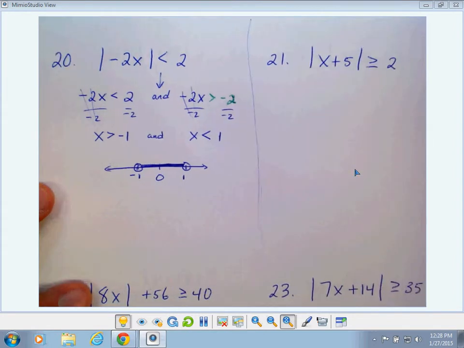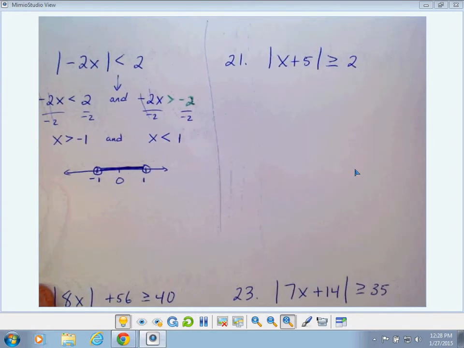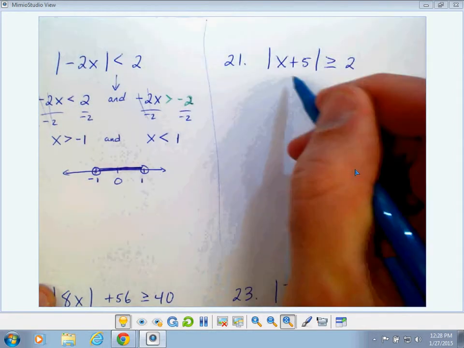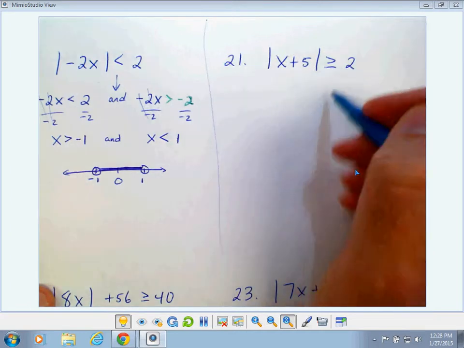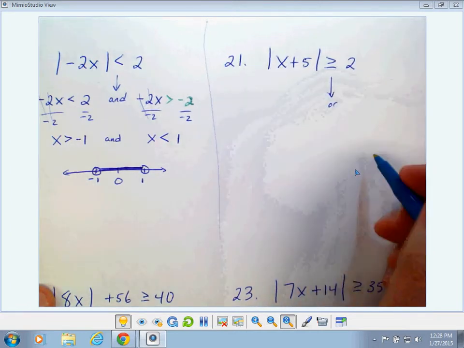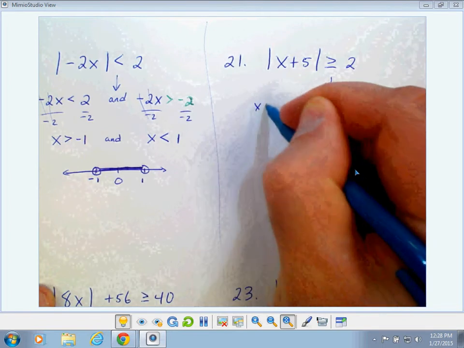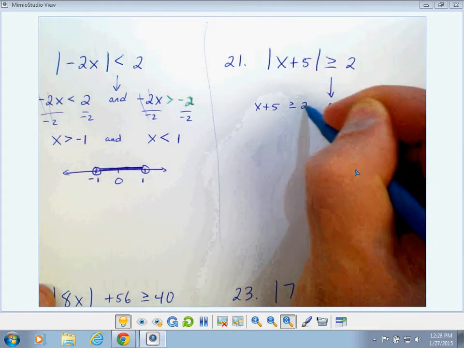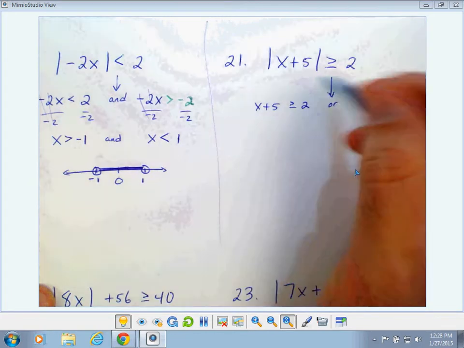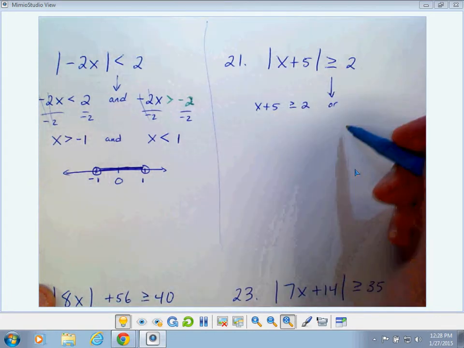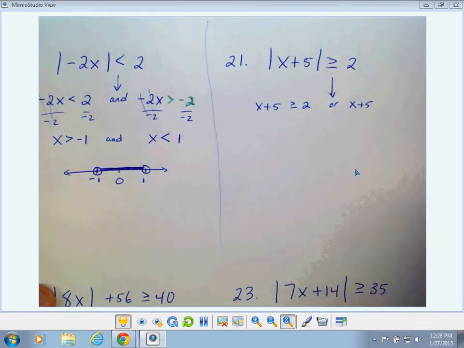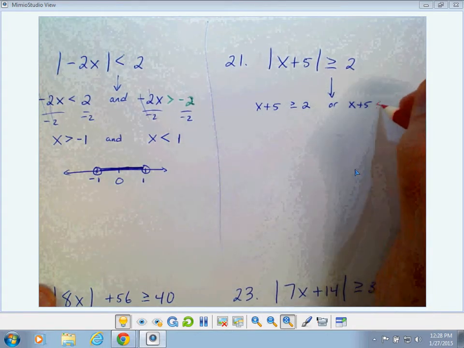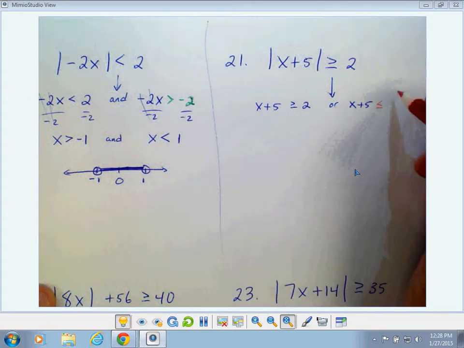So we move to number 21. It's not much different. In fact, it might actually be a little bit easier. Again, everything that we have here is in absolute value, so this is ready to be split. The greater than symbol means that it's going to be an or, and if I split this, it'll be x plus 5 greater than or equal to 2, recopying everything except the absolute value symbols. And then on the other side, once again, I'll turn the symbol around and change the sign of the number. So I'm going to use a less than or equal to this time and change it to -2.